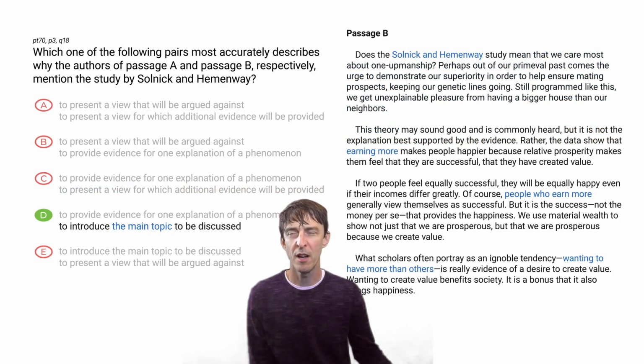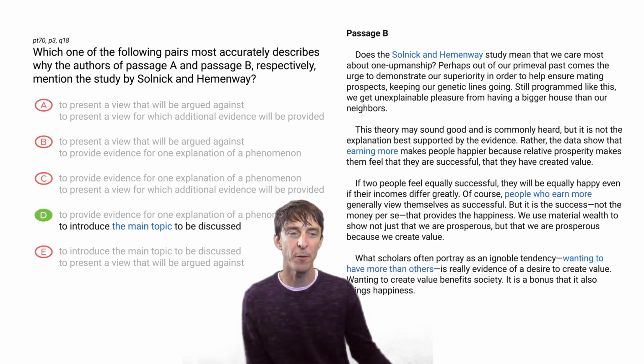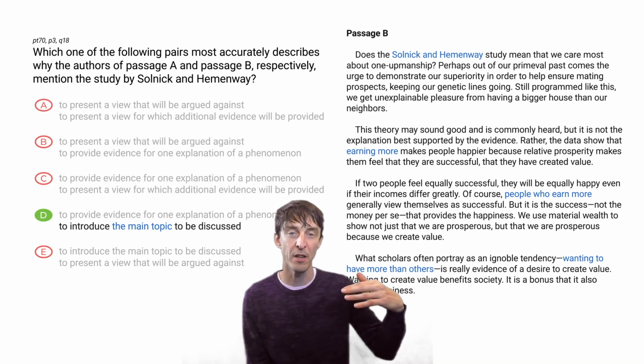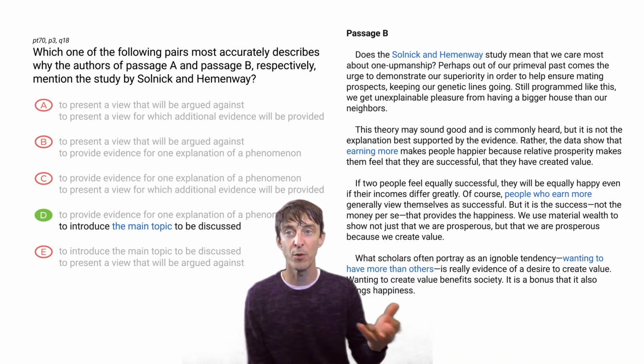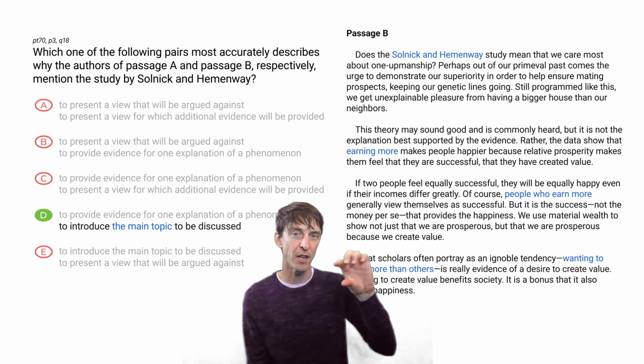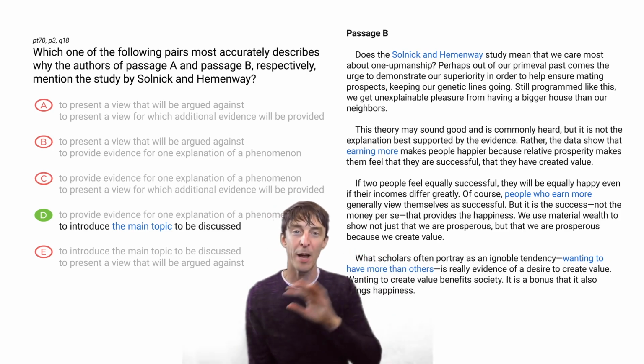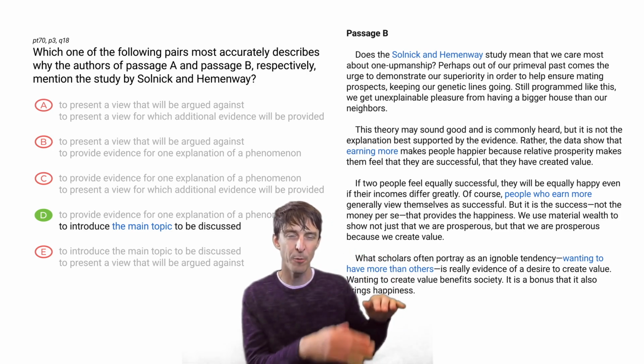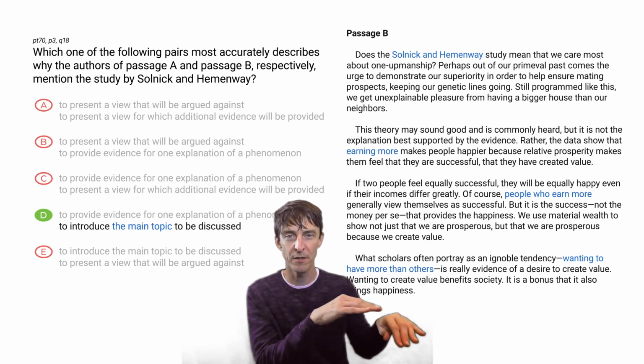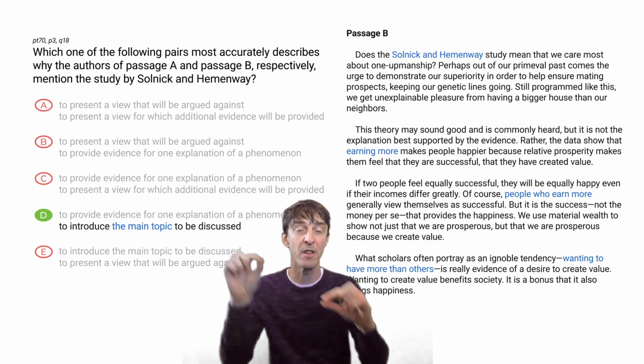If we were nervous about the idea of is it really the main topic? In every paragraph in passage B, we are talking about the idea of relative prosperity. And the Solnick and Hemingway study was showing that people prioritize relative prosperity over absolute prosperity. They care more about making more relative to neighbors than making more in terms of their actual salary.